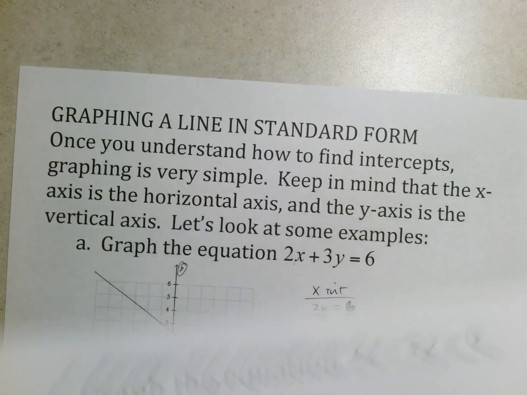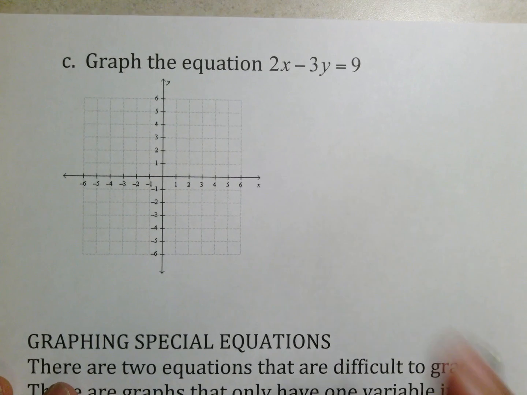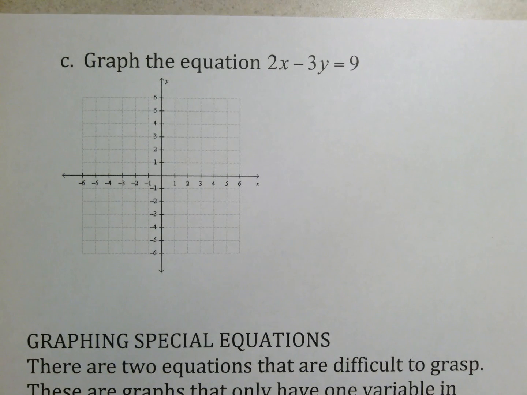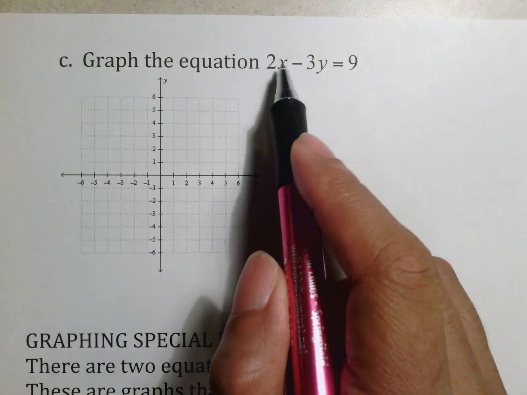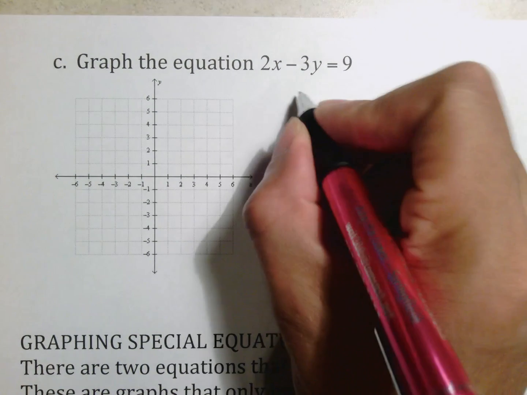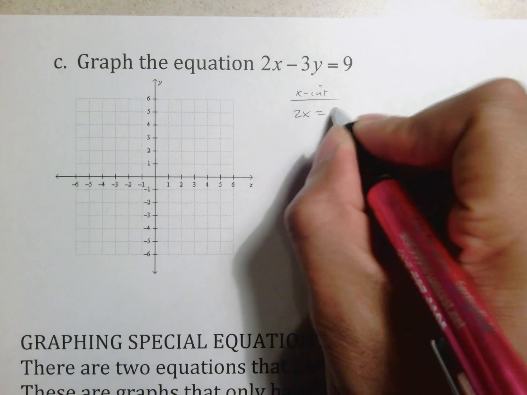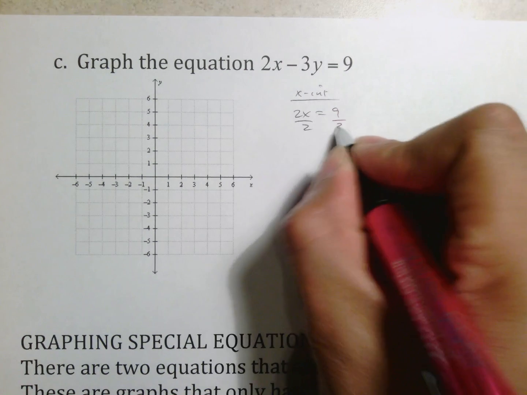Another third one here. Graph the equation 2x minus 3y equals 9. Again, recognize that it is standard form because x and y are on the left with the number on the right. First thing we're going to do is look at the x-intercept, which gives us 2x, ignore the y, equals 9. Dividing by 2 here.